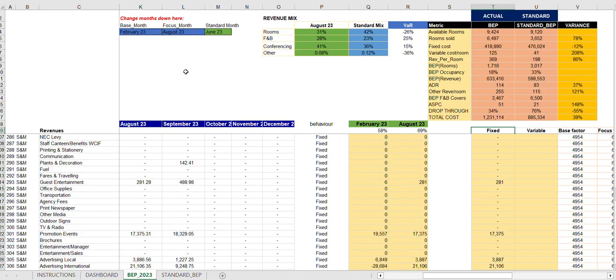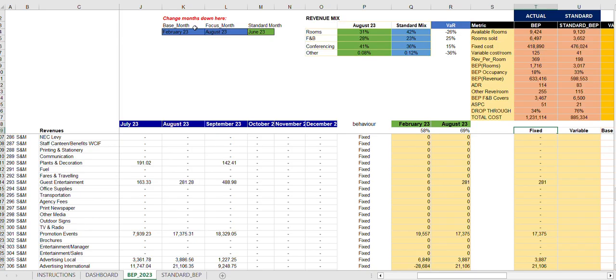I'll quickly run through this for the sake of time. What I've done here is set up three periods. The focus month is the month that we would like to find the break-even point for. Then the base month. The base month is a month of reference, but the condition is that it should have a lower occupancy than the focus month.